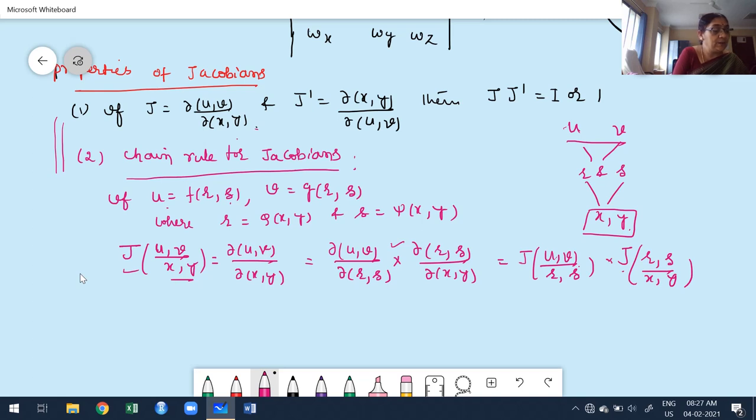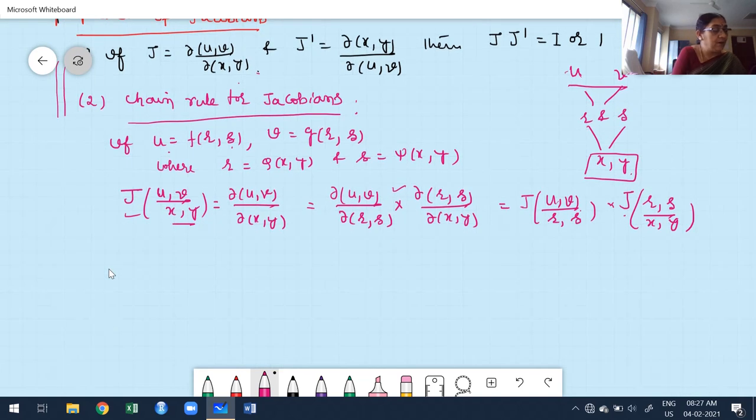The first problem. This is the type of problem they are going to expect in the exam. Now I'm going to do it on the board.